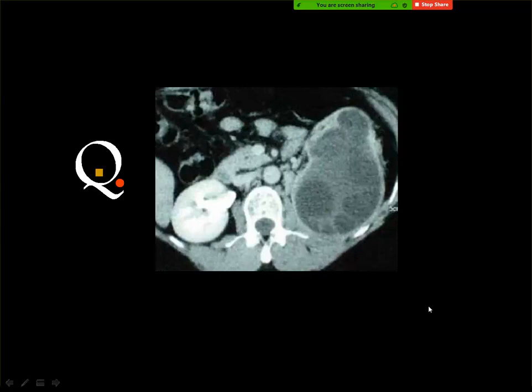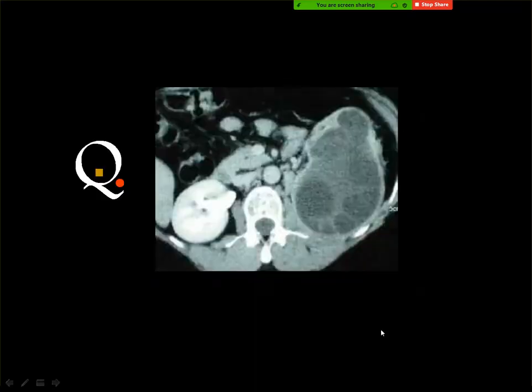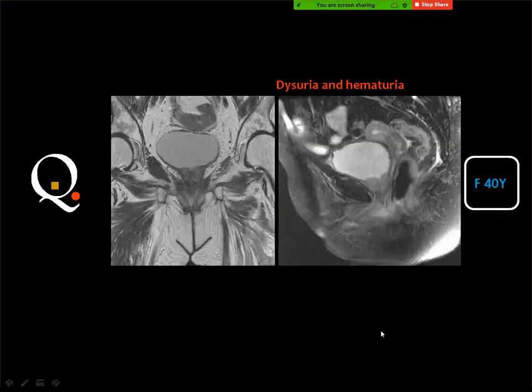Is there a left psoas abscess in the previous case? Okay, yes, you are right. Hydatid. This is hydatid cyst of the kidney, very good. And you see the multiple daughter cysts within the big cyst, and this is one of the very characteristic appearances of hydatid cyst anywhere in the body.